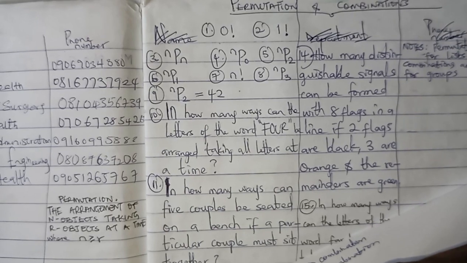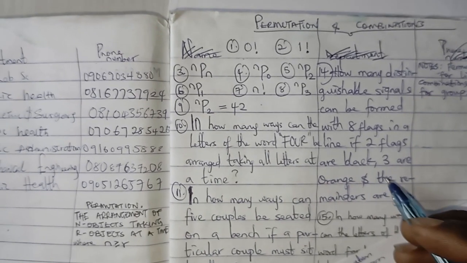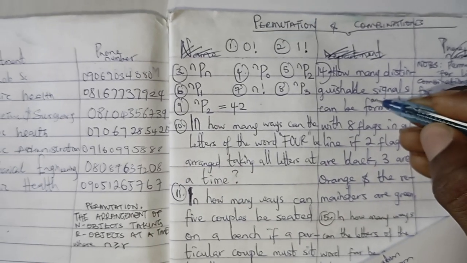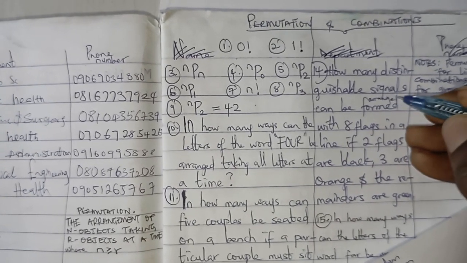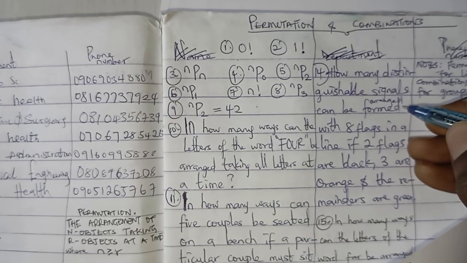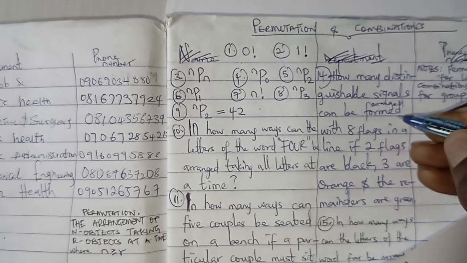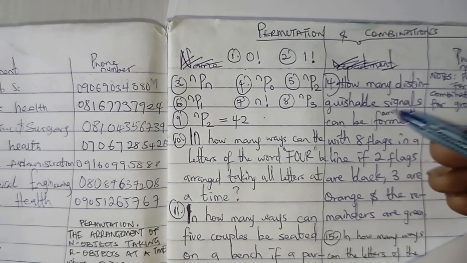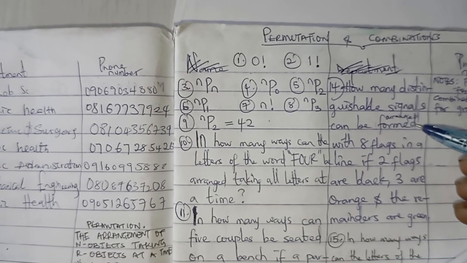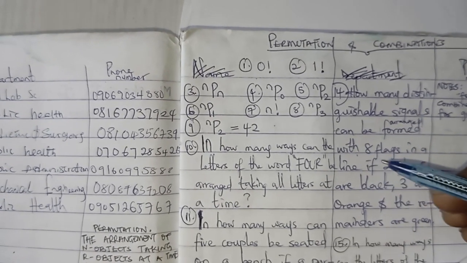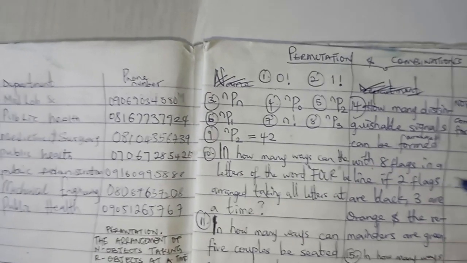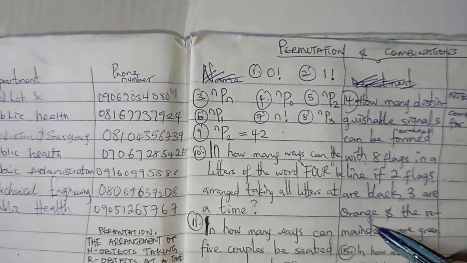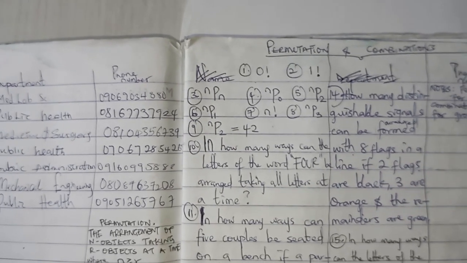Now look at this question. They said formed. So we've now started treating combination. So I'm going to use arranged. When we get to our video for combination, we will still come back and use formed so that you see how we do this question when it's combination. So let's read this again as how many distinguishable signals can be arranged with 8 flags in a line if 2 flags are black, 3 are orange, and the remainders are green.